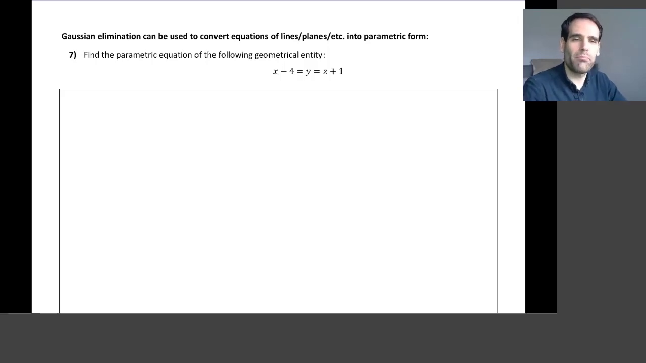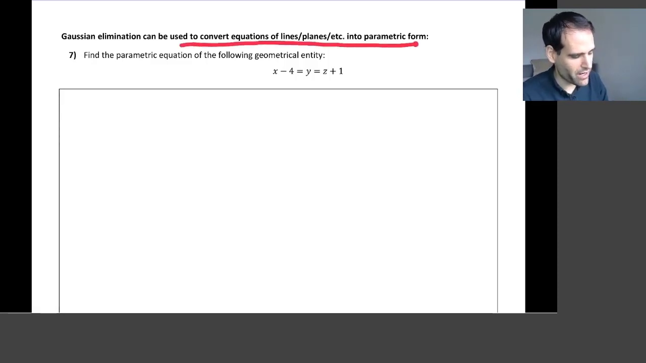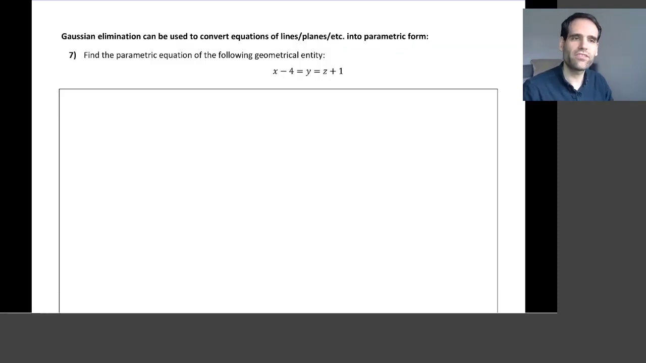Let's do further examples of Gaussian elimination. And in the process, I'm going to show you another nice application of Gaussian elimination. It's that you can use Gaussian elimination to convert equations of lines and planes into parametric form very easily, because Gaussian elimination tells you automatically which variables are free variables and so on.